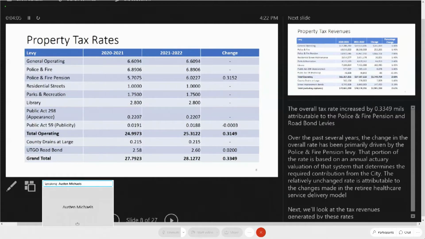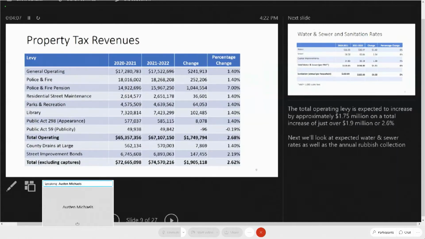And if we go to the next slide, we can see the third line down here, the police and fire pension. In the current fiscal year, we're budgeted at 14.9 per the actuary. And for 22, we're budgeted at 15.9 for the actuary. That breakdown is about 9 million for pension and 6.9 million for retiree health care for the police and fire systems. The total operating levy is expected to increase by approximately 1.75 million on the total increase of just over 1.9 million or 2.6%.